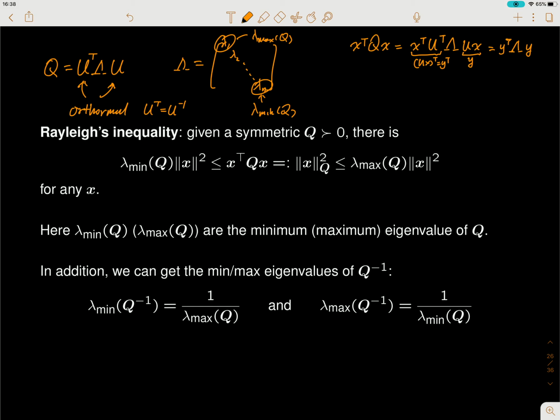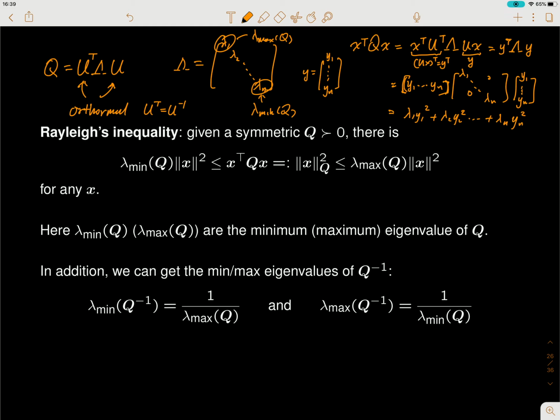All right, so now say y is this vector y1 through yn, and then I have y1 through yn, then lambda 1 to lambda n, which is diagonal, and then y1 through yn. Let's see what happens when I multiply these three together. It's very easy to show that it's just lambda 1 y1 squared plus lambda 2 y2 squared, all the way to lambda n yn squared.